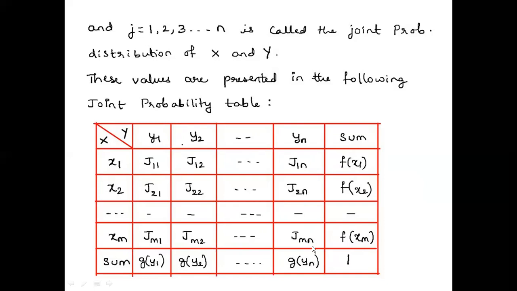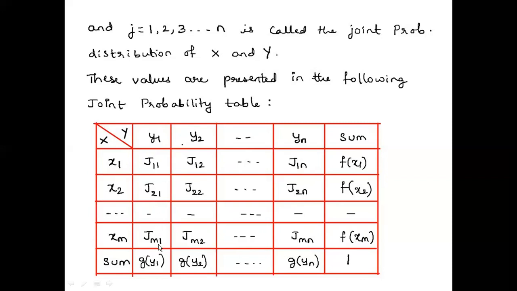Here, whatever sum we take row wise, that is j11, j12, etc. up to j1n, the sum of j11 plus j12 plus j13, etc. up to j1n is denoted by f of x1. Similarly, the sum of j21, j22, etc. up to j2n is denoted by f of x2. And so on, row wise, we are summing up all the j values. F of xm is the last value.